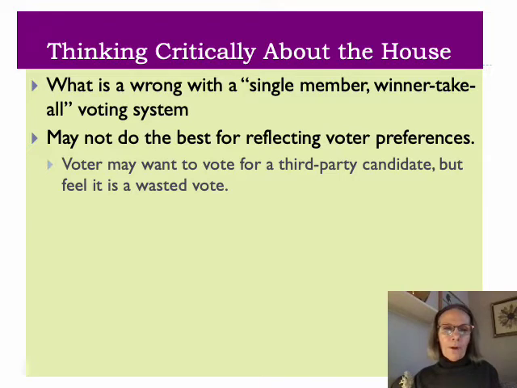So, for example, a voter may want to vote for a third party candidate because that third party candidate might come closer to their values, but they feel like, well, there's no way the third party candidate's going to come in and get the most votes. And so doing that is a wasted vote. And so instead I'm going to vote for my second choice.